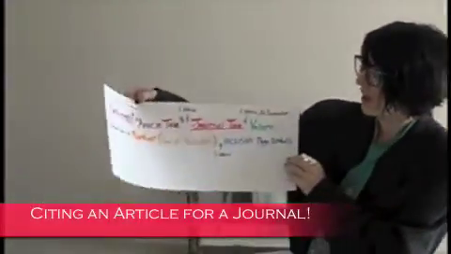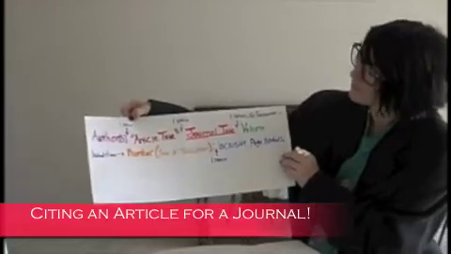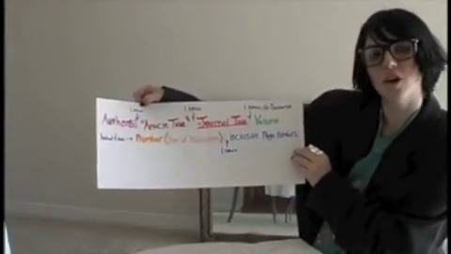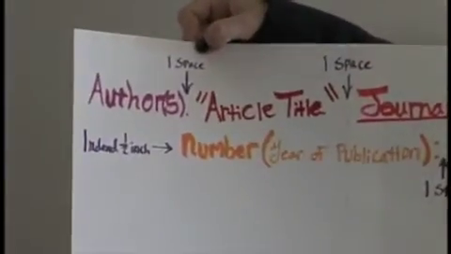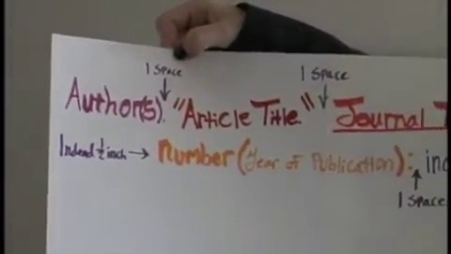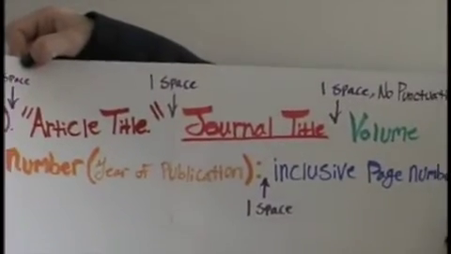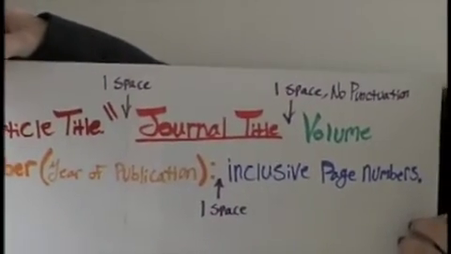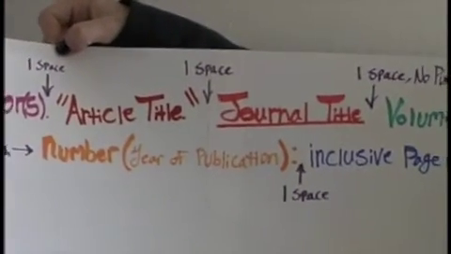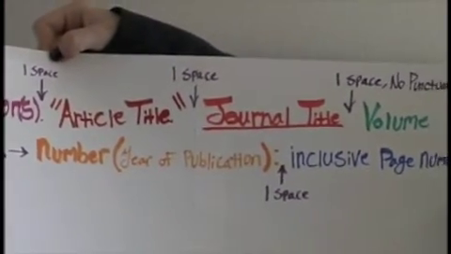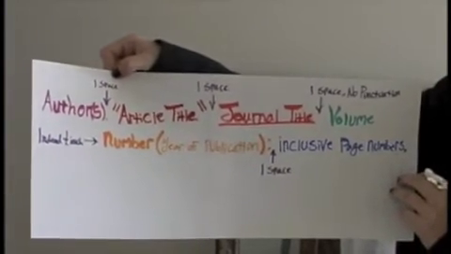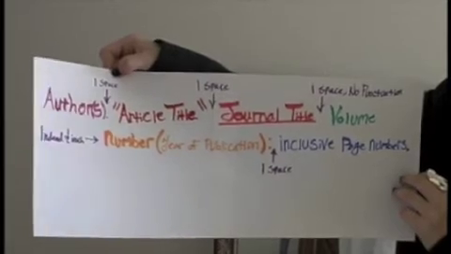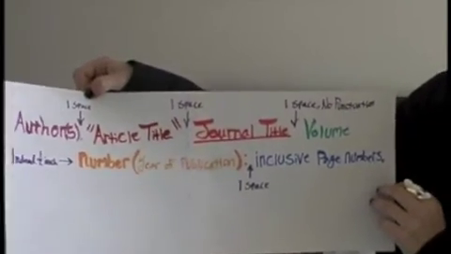Well, hello there again. I'm going to show you all how to make a journal citation. We have here the author or authors, then a period, then a space, then the article title in quotation marks, then a space, then the journal title underlined, then a space, no punctuation, then the volume number, and the next line should be indented ½ inch, as we all know by now. Then the year of publication in parentheses with a colon, then a space, then the inclusive page numbers, then a period.